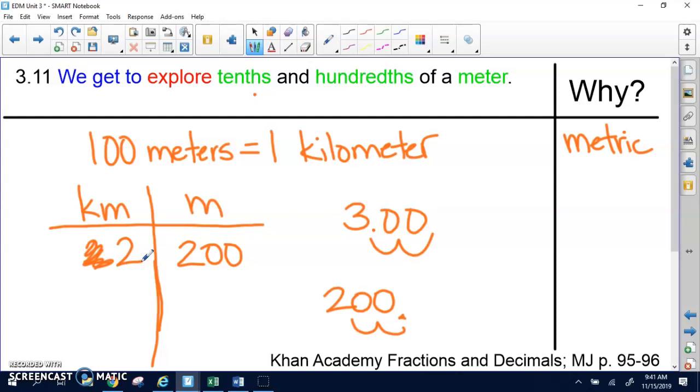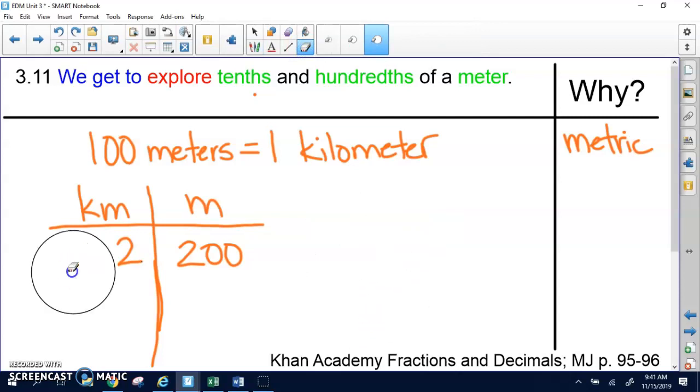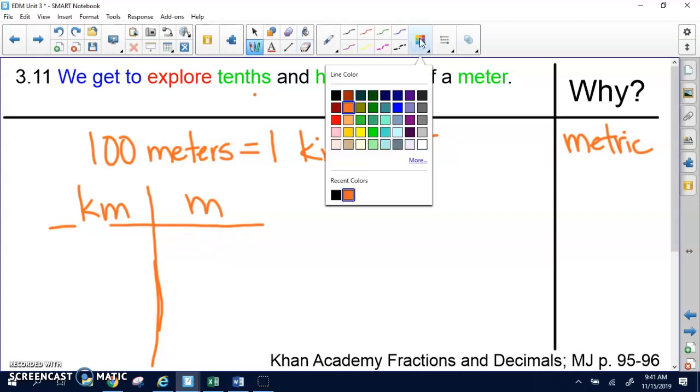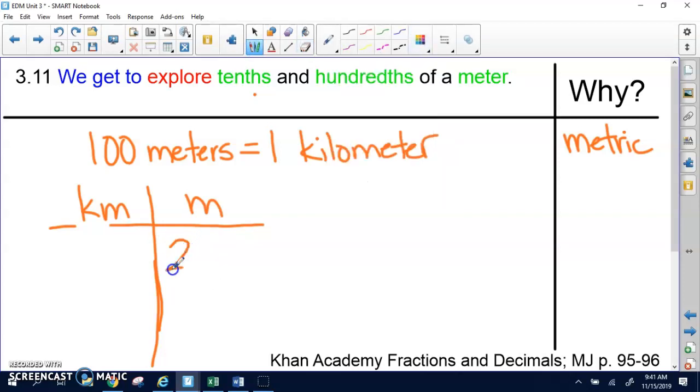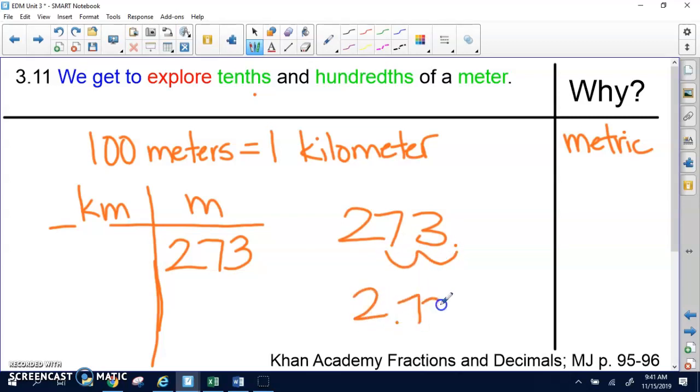And here's why that's important in my mind. Let me show you. You're going to get some funky numbers like this. Let's say I have like 273 meters, right? Okay. So 273, when you divide it by 100, you're going to move that decimal 2 places, and you'll end up with 2.73.